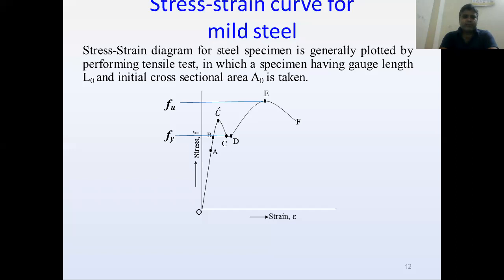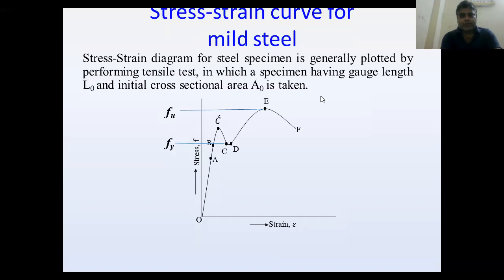In this diagram, points A and B are almost equal, and between C and D the stress is constant. C dash is the upper limit and C is the lower limit. Corresponding to point E, Fu is the ultimate tensile strength and Fy is the yield stress. The region EF is the necking zone.